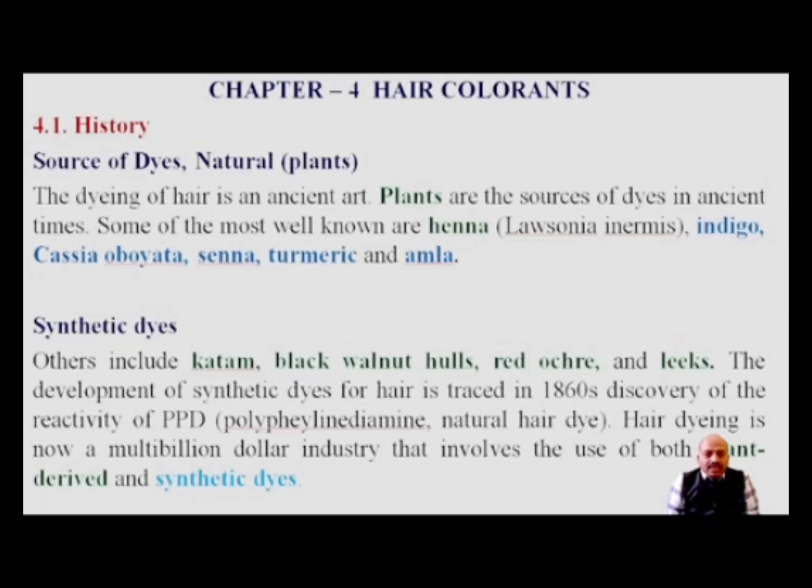The main source of dyes is natural, that is from plants. So we have the different sources from plants like henna, very common in India. Almost all the people use henna for hair colorants, and others are also mentioned here. Coming to the synthetic dyes, that is artificial dyes. Others include cotton, black walnut hulls, red ochre, and leeks.